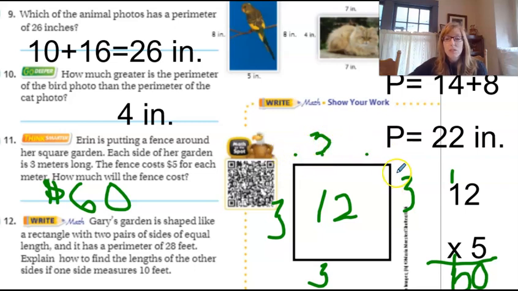So there's 15, 20, 25, 30. So if it's $30 for 2 sides, it must be $30 for the other 2 sides because this is $5, $10, $15 for that side and $5, $10, $15 for that side. So 30 plus 30 is 60, so it's $60.